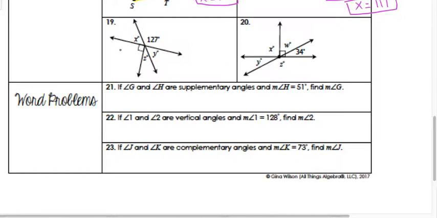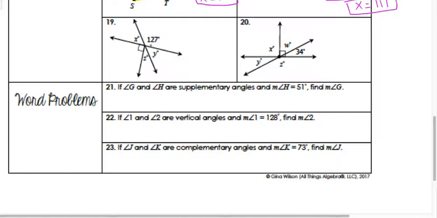Now, let's go to number 19. Again, this one has a lot of stuff going on, so don't look at it and freak out on me, okay? It's going to be all right. Let's just take it a piece at a time. This is 127 degrees, all right?